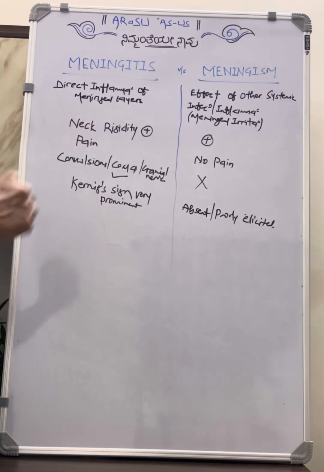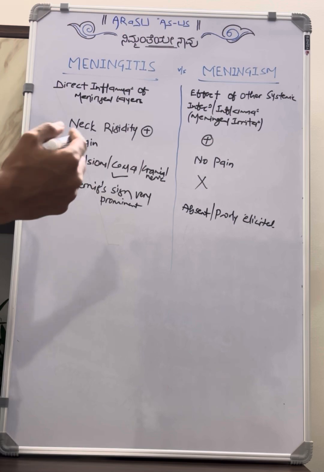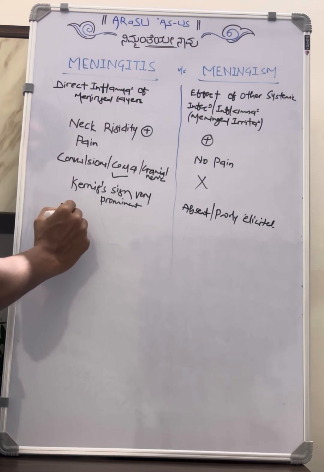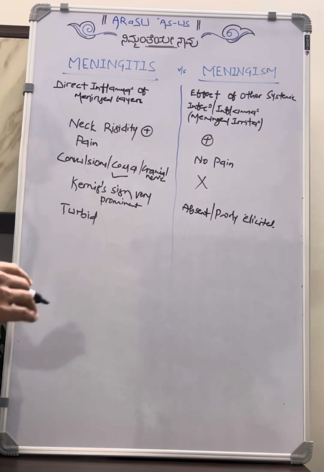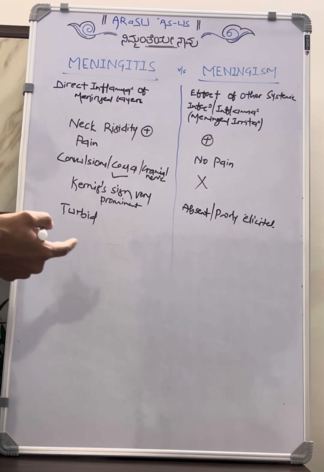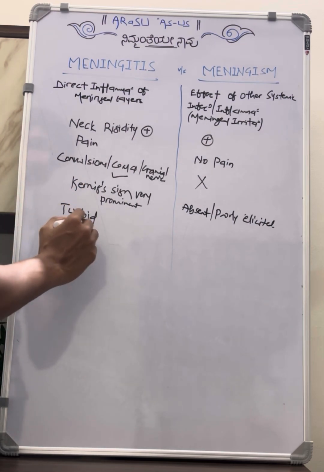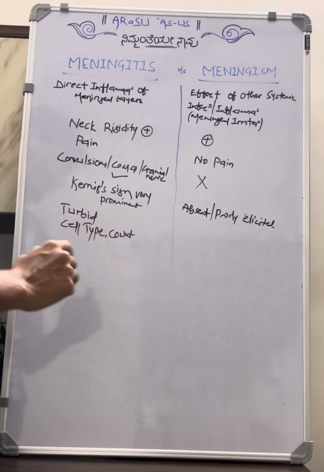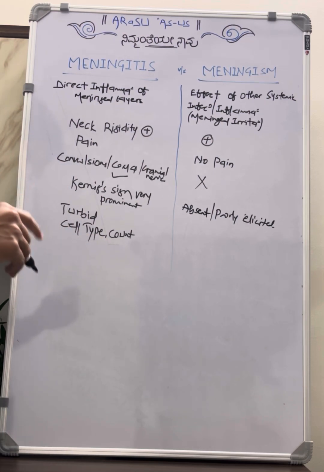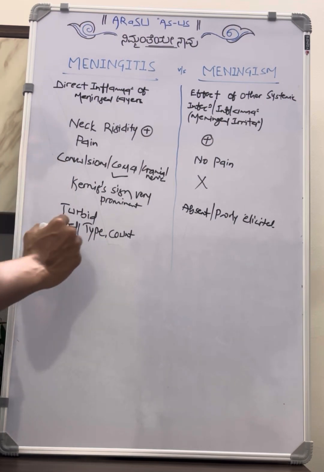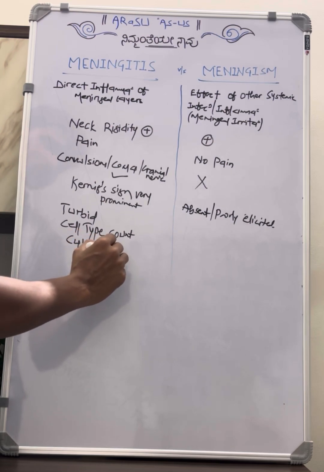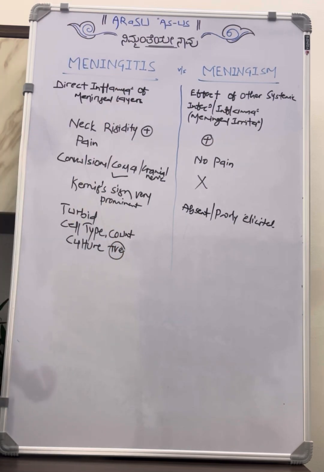And in workup, if we consider CSF analysis in meningitis, often the fluid will be turbid, unless it is viral, where it will usually be clear, and there will be changes in the cell type and cell count, and some other biochemical changes can be seen, such as protein and glucose levels, and sometimes culture will be positive if it is actual meningitis.